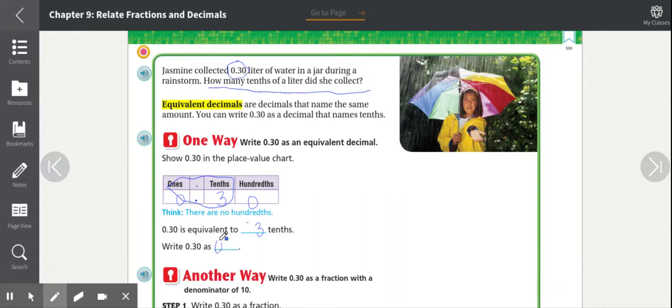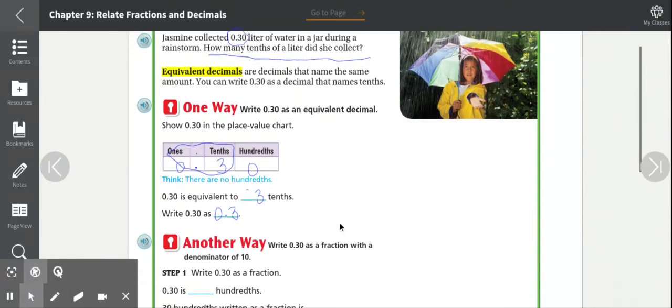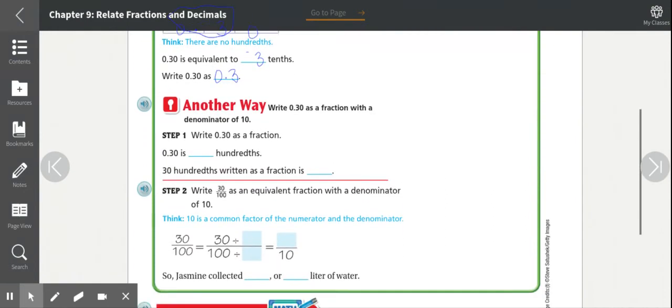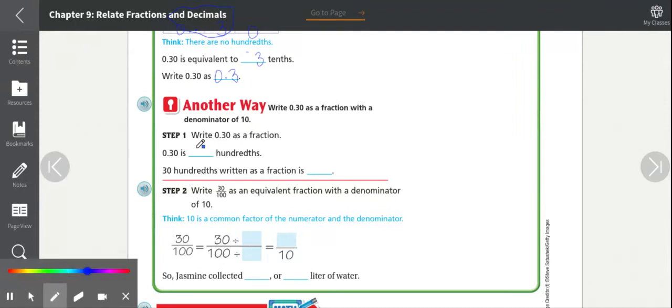would be, as tenths would just be 3 tenths. And you can think 3 times 10 is 30, where we got the 30. Okay, another way we can do it is writing 30 hundredths as a fraction with a denominator of 10. So when we look here, we have 30 hundredths, right? And 30 hundredths written as a fraction would be 30 over 100.